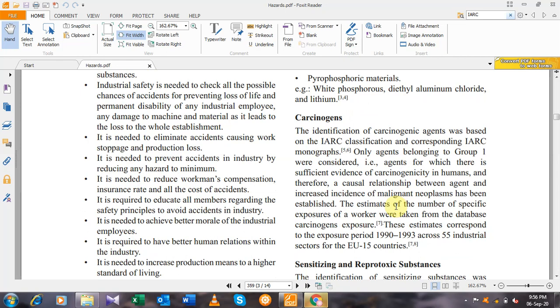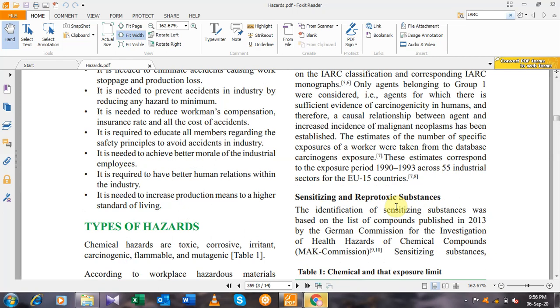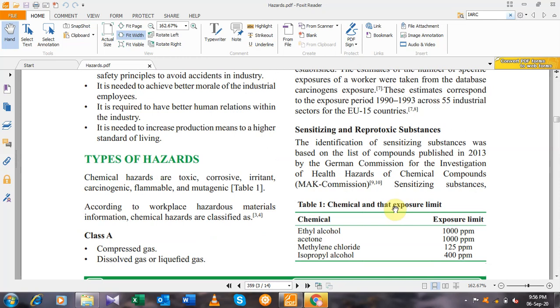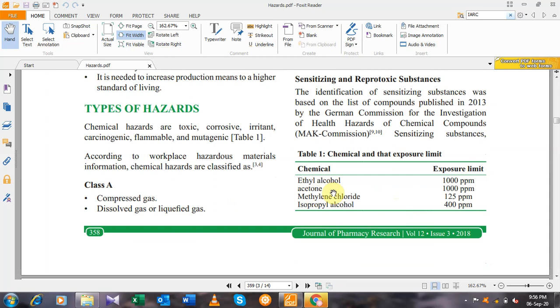And sensitizing and toxic substances. It is based on the compounds published in 2013 by the German Commission for Investigation of Health Hazards of Chemical Compounds, and the exposure limits. For example, for ethyl alcohol the exposure limit is 1000 ppm; above this limit it is toxic. Acetone is 1000 ppm, parts per million. Methylene chloride is 25 ppm. Isopropyl alcohol, IPA, is 400 ppm. These are the limits.